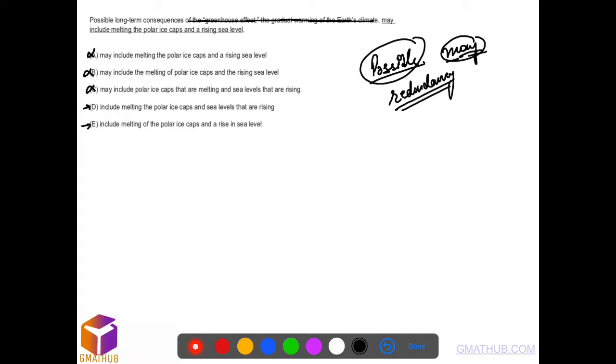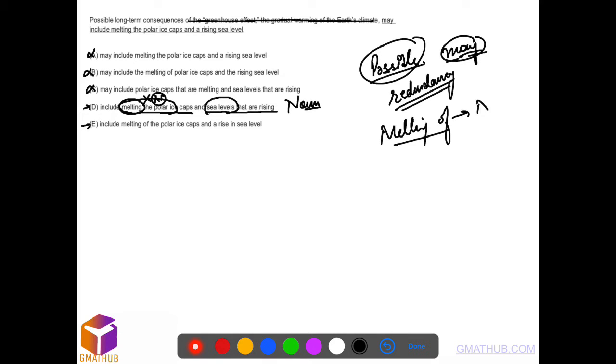So they include melting the polar ice caps and sea levels that are rising. Sea levels that are rising is a noun, and melting the polar caps, melting is not a noun. Remember, ing with of would be a noun. So melting of and a rise in sea level, both are nouns. So this is the right option.